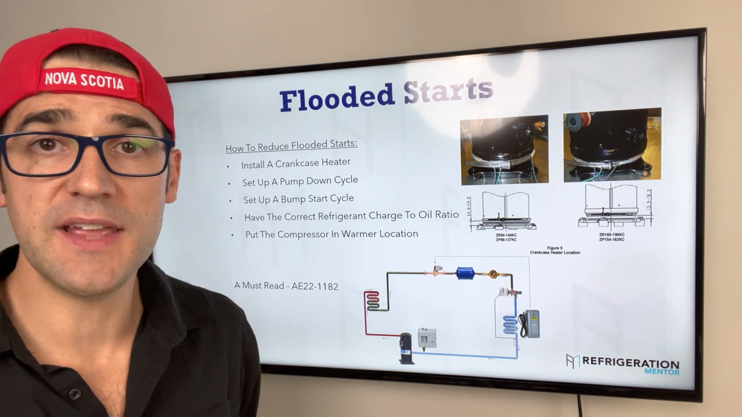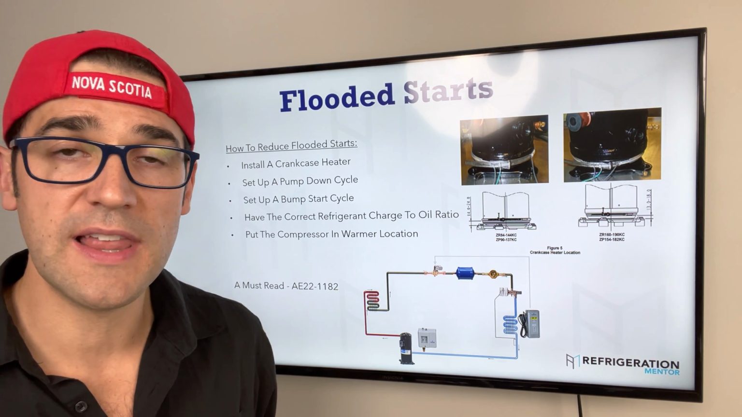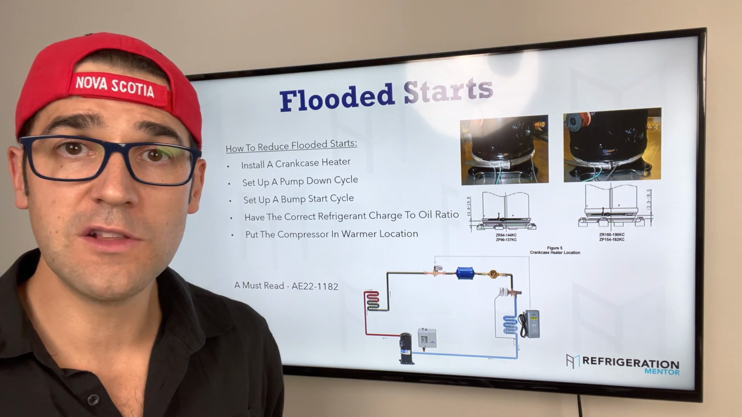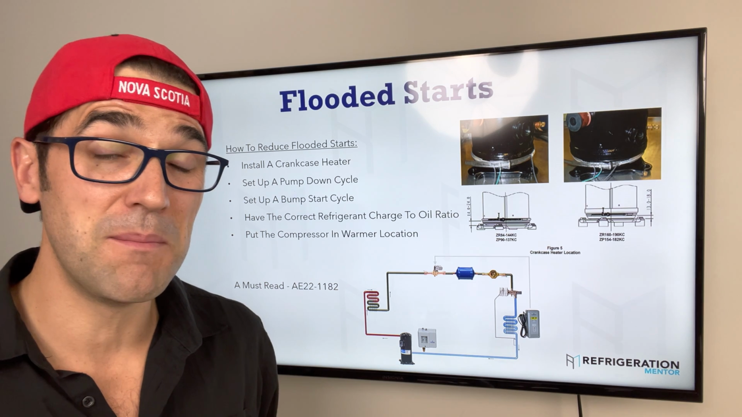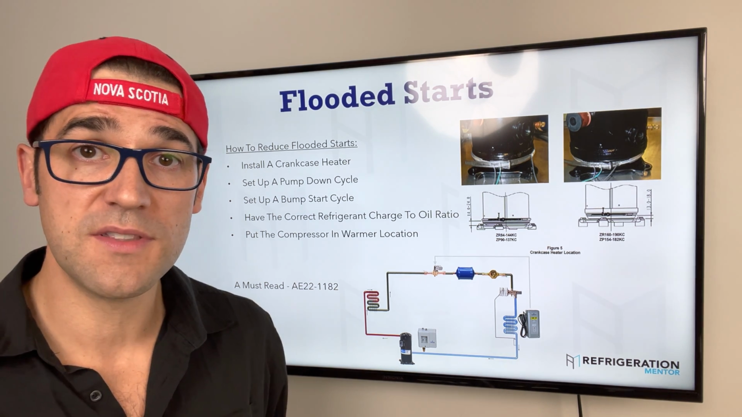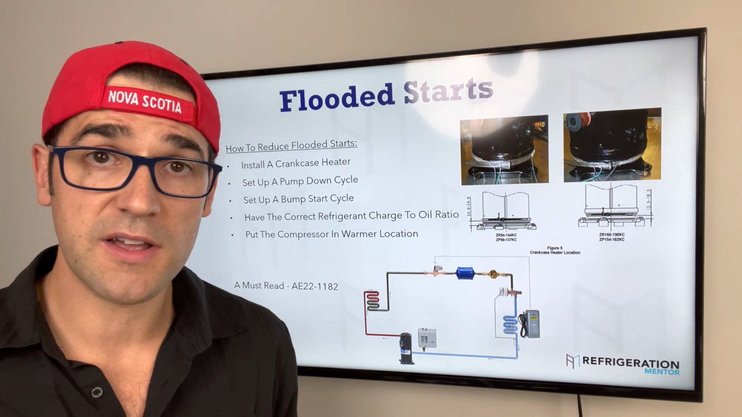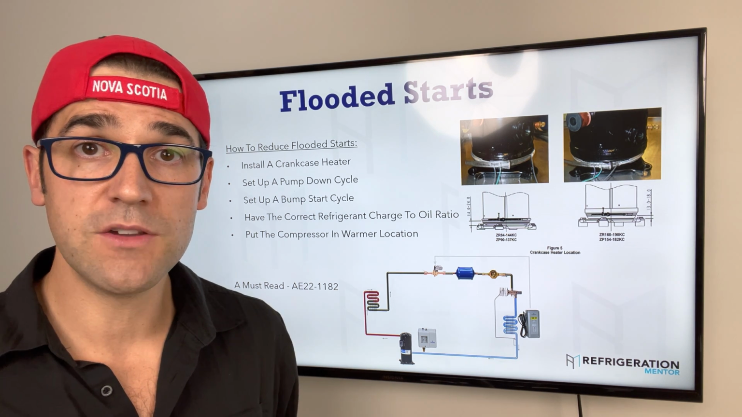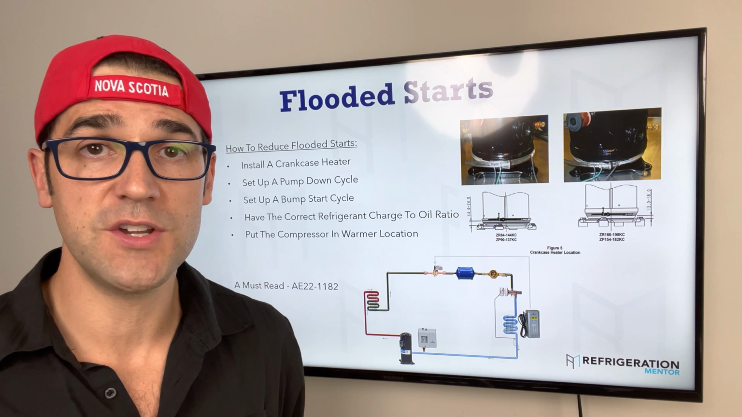Also, there's a guide that I'm going to attach to this. This is the AE 221182. This is from Emerson. This is their controlling liquid refrigerant in refrigeration and air conditioning systems. This is a must read. I've read it dozens of times and I still learn things from it. I'm talking about flood back, talking about flooded starts, talking about slugging. It's not the newest manual or bulletin, but there's so much great information in there.